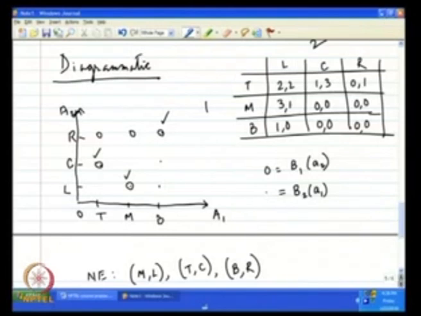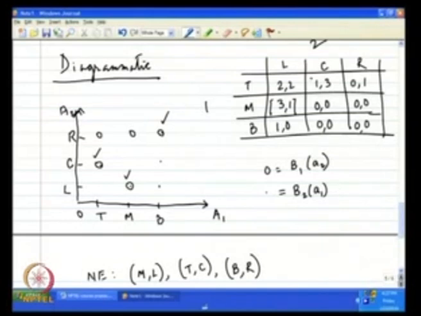Suppose ML, I am considering this one. Now, obviously, if player 1 deviates, he cannot be better off. He can either get 2 or get 1, which are less than 3. What about player 2? If he deviates, he gets 0 and 0. Again, they are worse than 1.